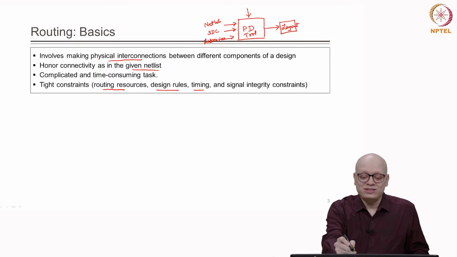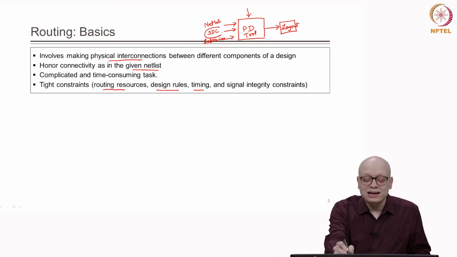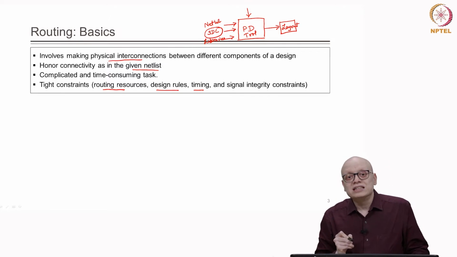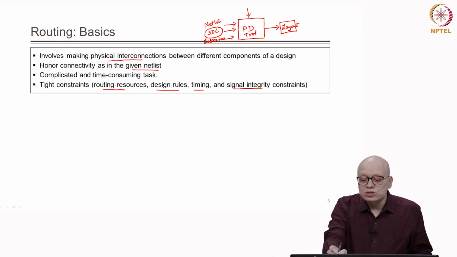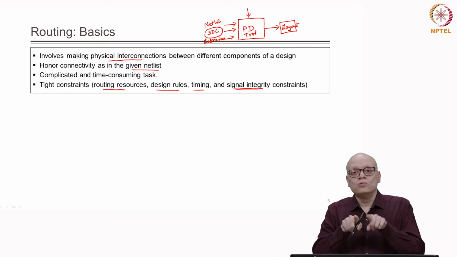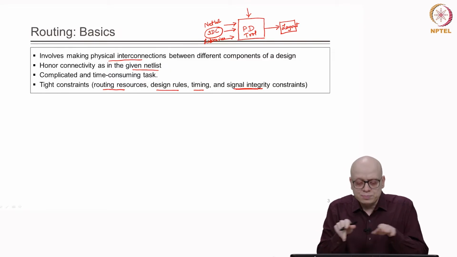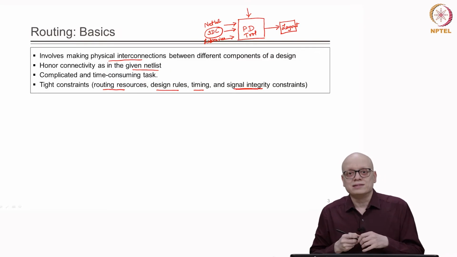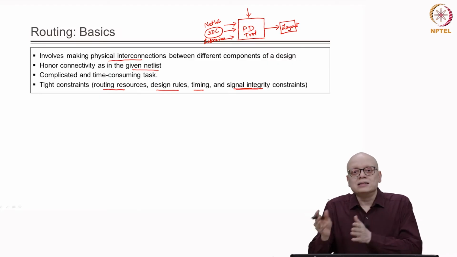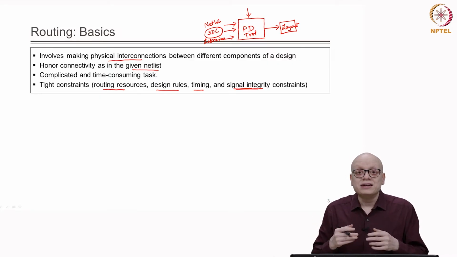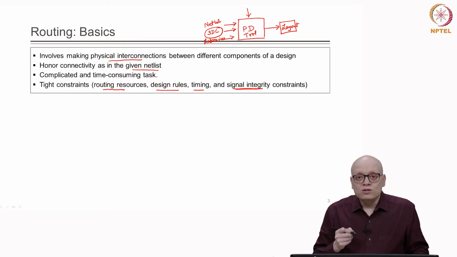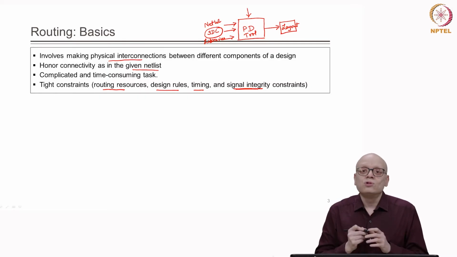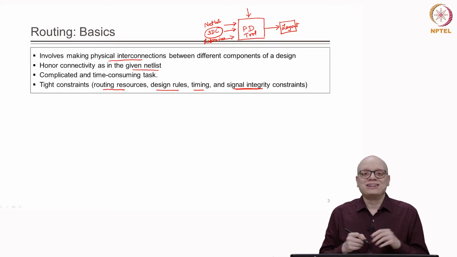constraints. We give timing constraints using the SDC file, and those timing constraints must also be honored. Signal integrity issues also come up when two wires are running in parallel, because of the cross coupling capacitance, one signal impacts another signal. The router needs to take care of those issues also, and therefore routing is a very complicated task.